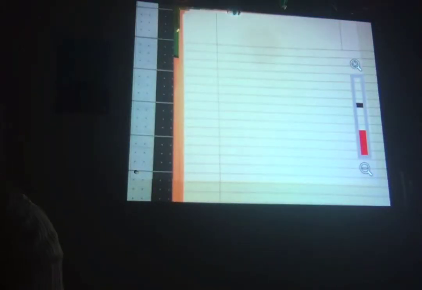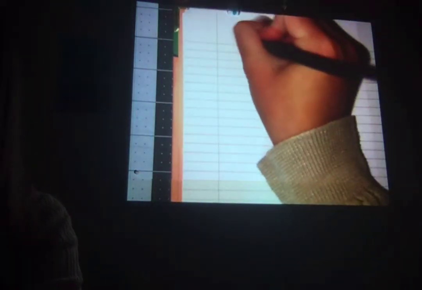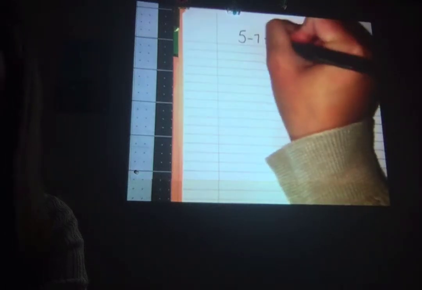If you don't already have it, go ahead and grab your IJ. I have mine right here. Let's go ahead and zoom in on this a little bit. Today's date is going to be 5-7-2020.